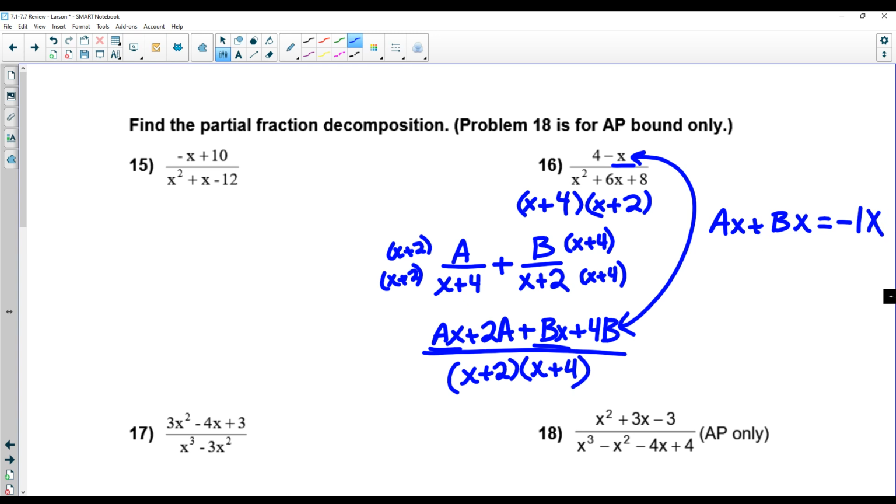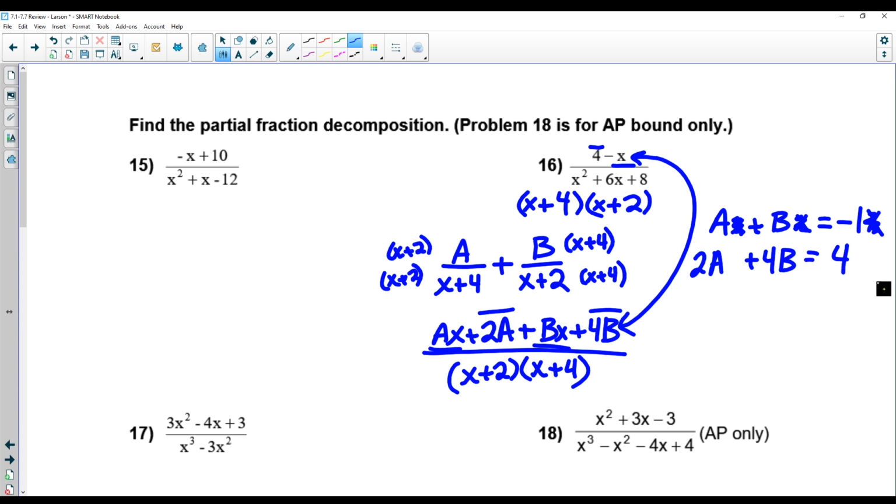And then if I divide both sides of the equation by x, it would all cancel. So I'm just going to cancel out all the x's. And I have A plus B equals negative 1. My other equation is going to come from the ones that have no x in them. So I'm going to have a 2A, and I'm going to have a 4B, and that has to equal my 4, which is my constant.